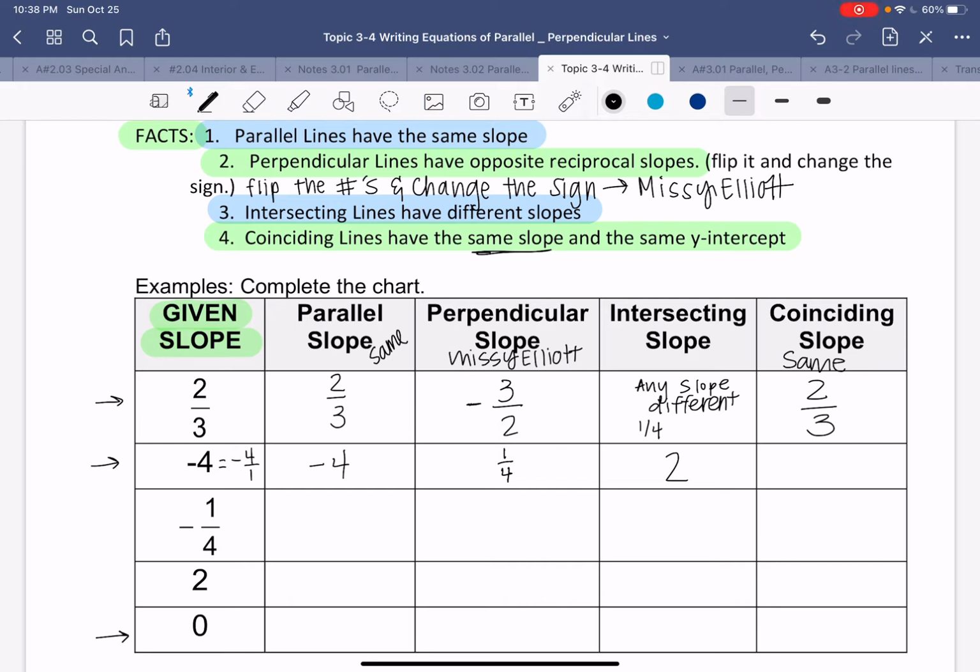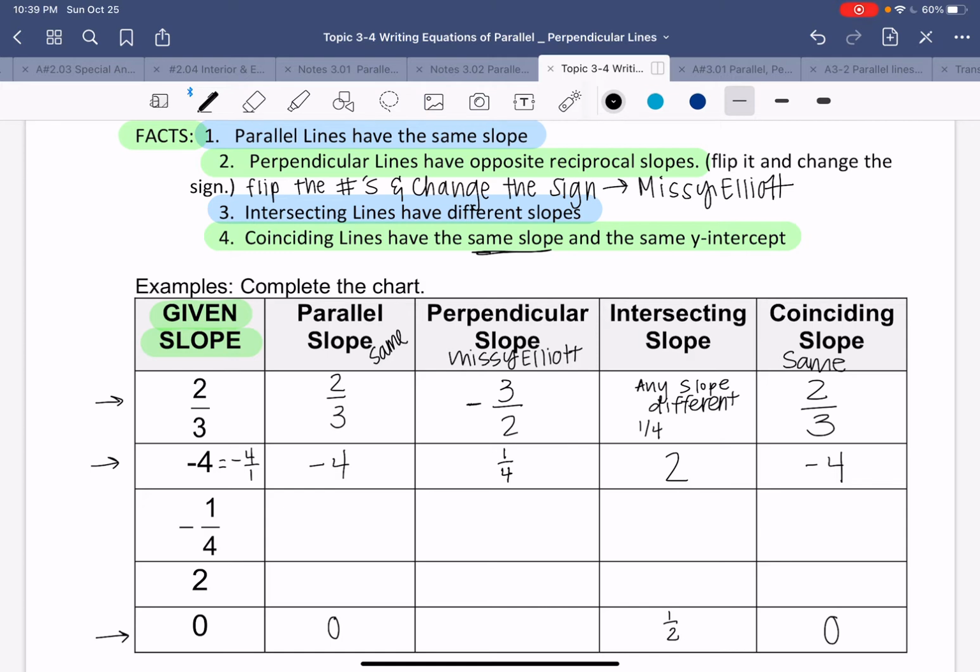And then coinciding means it has the same. All right, let's do 0. Okay. If it's a parallel slope, it's going to have the same. If it's an intersecting slope, I'm going to skip perpendicular. If it's an intersecting slope, it can be anything. So like 1/2. And then coinciding is the same. So let's talk about perpendicular.